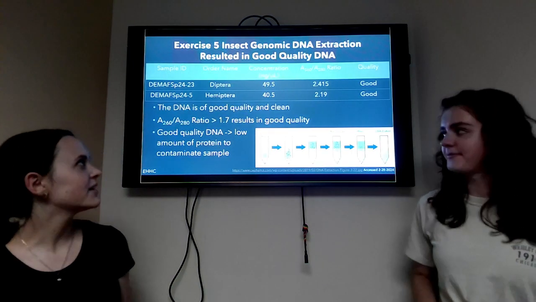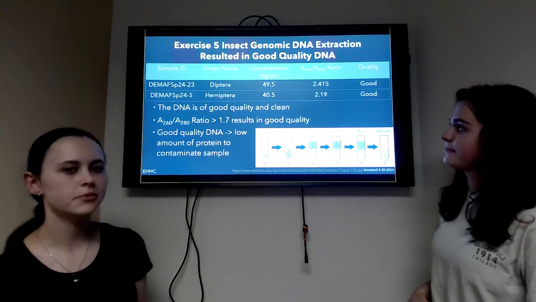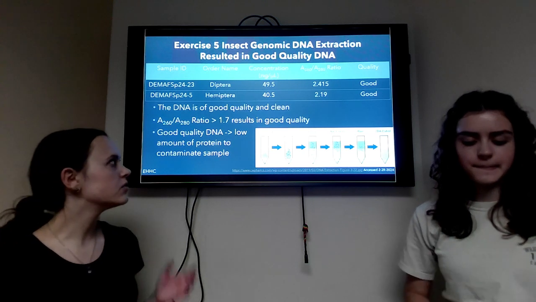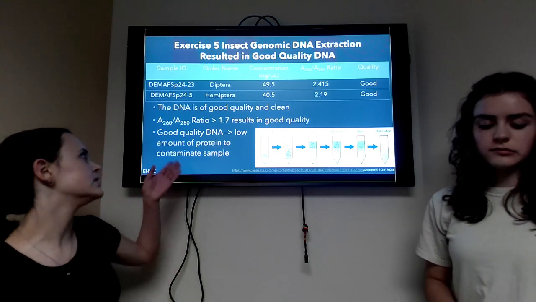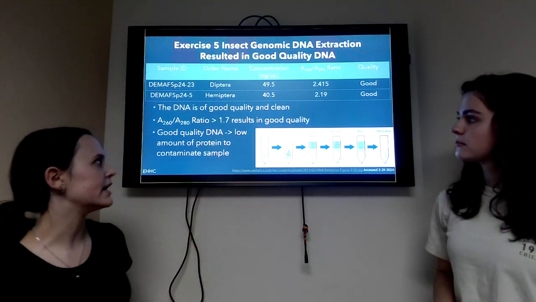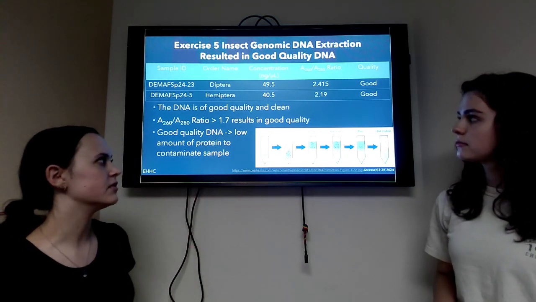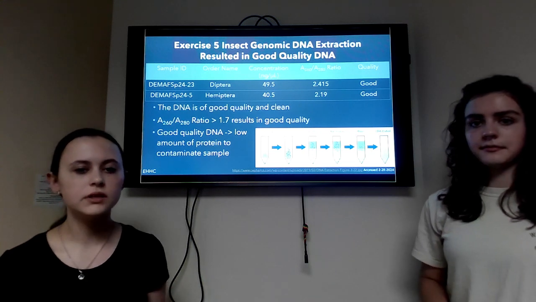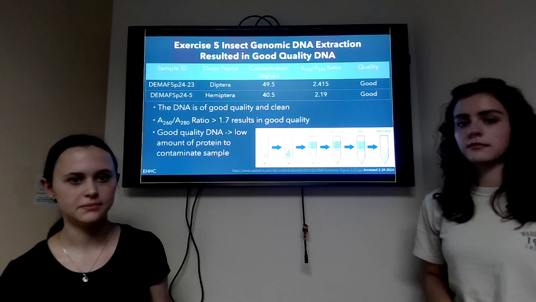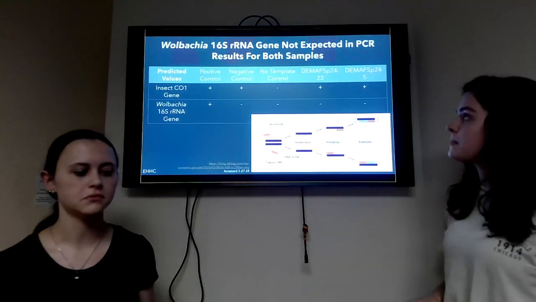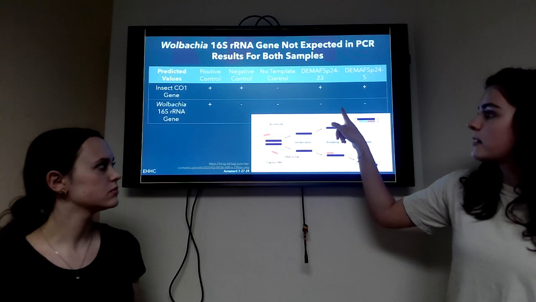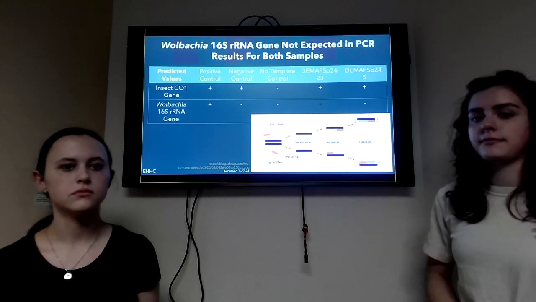So in exercise 5, we did DNA extraction from both of our specimens, and we found good quality DNA. You find the quality of the DNA by testing the A260/A280 ratio, and as you can see, both of our ratios resulted in higher than 1.7, resulting in good quality. Good quality DNA means that there is a low amount of protein to contaminate the sample. And for our expected PCR results, we both expected negative for the Wolbachia gene and positive for the insect gene.